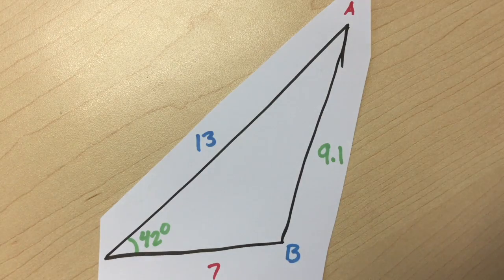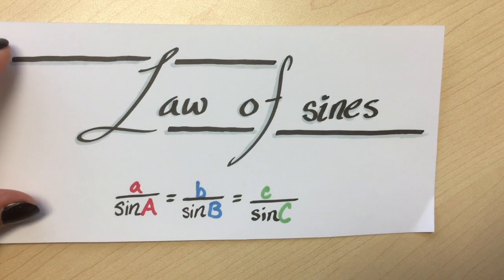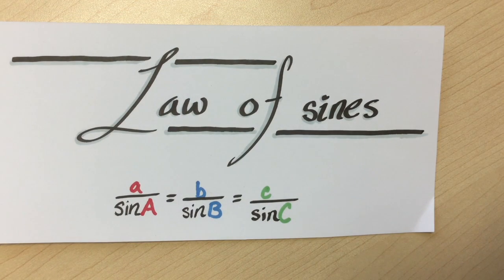So, thanks to Samantha for helping us to find the last third side of the triangle ABC. Now, as we know all three sides and we know one angle, we can use the law of sines in order to find another angle. So, the law of sines states that side A divided by the sine of angle A is equal to side B divided by the sine of angle B and is equal to side C divided by the sine of angle C.